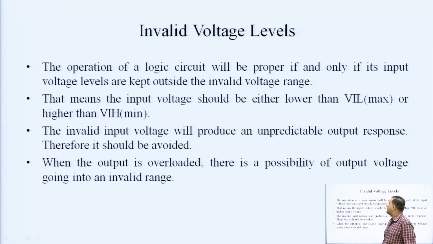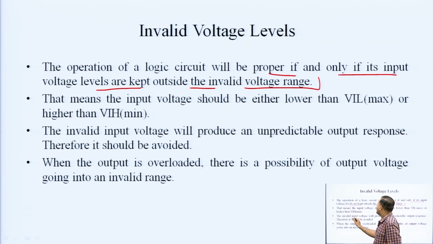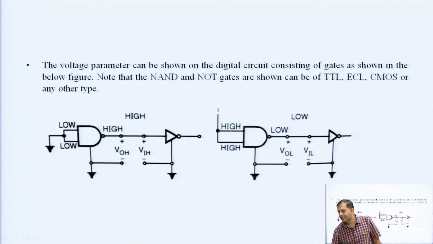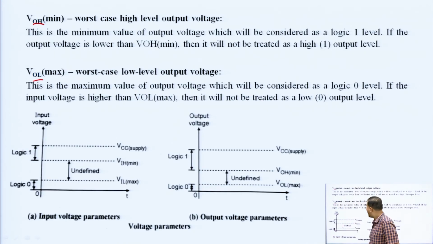The next parameter is invalid voltage levels. The operation of a logic circuit will be proper if and only if its input voltage levels are kept outside the invalid voltage range. This is a very, very important point. That means the input voltage should be either lower than VIL or higher than VIH. Already VIL and VIH we have discussed in the previous slides. You can see, this is VIL max and this is VIH min.